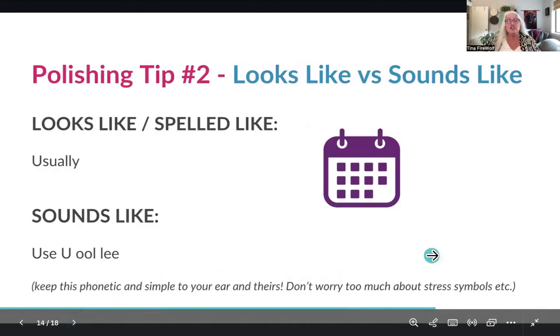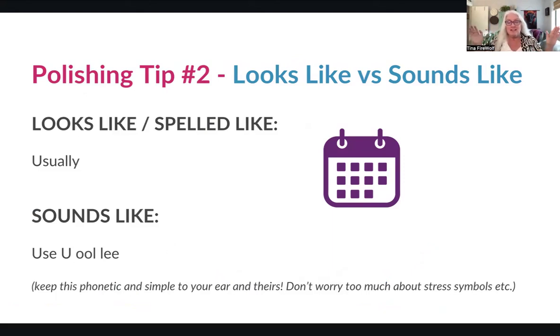Okay, polishing tip number 2. This is a really super effective thing. Looks like, sounds like. This word, usually, is a tough word. If somebody that's an English language learner looks at that word, they just go, oh, right. There's 2 U's, there's 2 L's side by side, and there's that silly Y. What am I supposed to do with all of that?